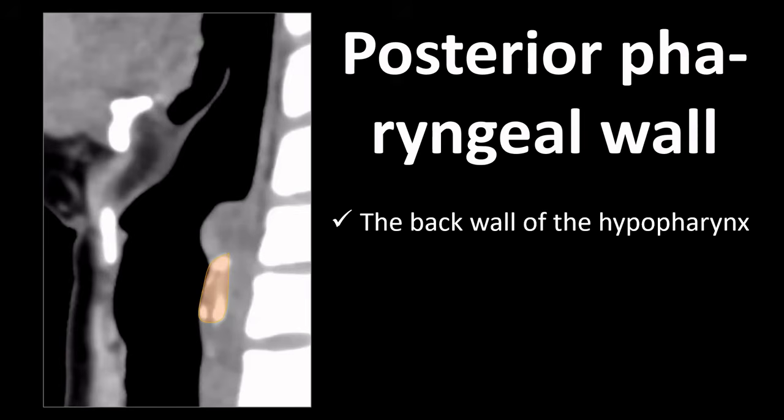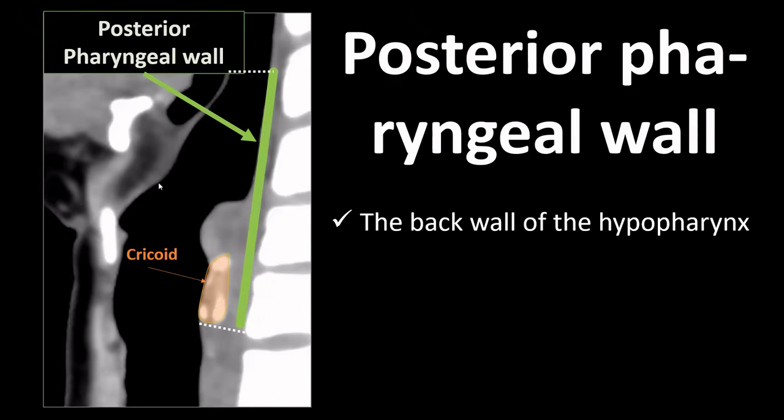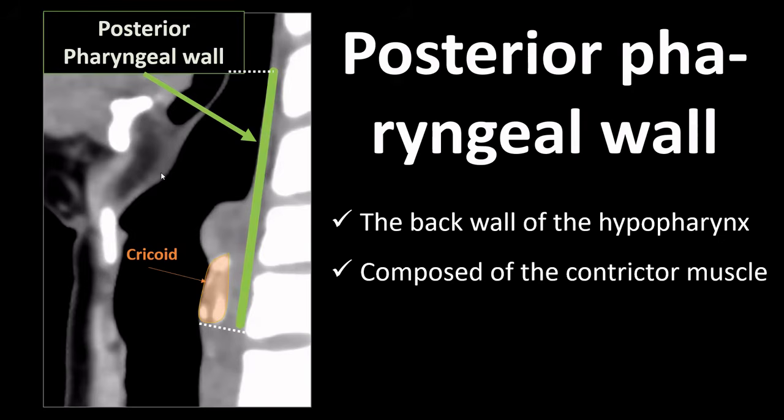Then we have the next subsite, the posterior pharyngeal wall. This is basically the mucosa-lined back wall of the hypopharynx. Here we see the cricoid, and the inferior surface of the cricoid is basically the inferior border of the hypopharynx. Here we have the superior border formed by or indicated by the tip of the epiglottis, and then the back is the posterior pharyngeal wall.